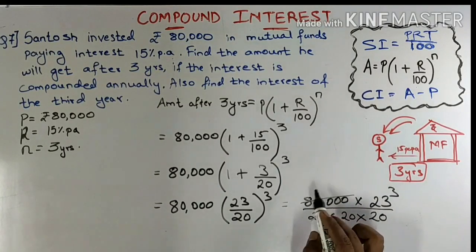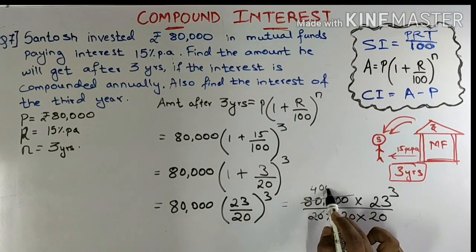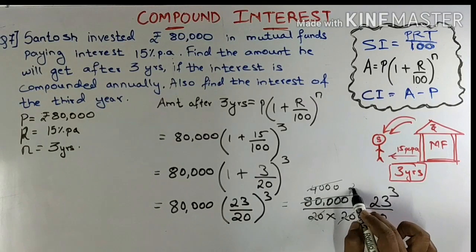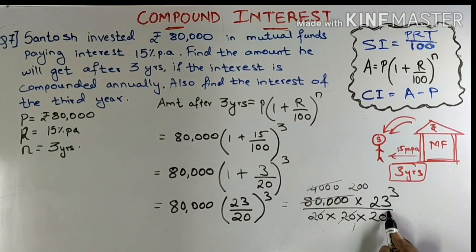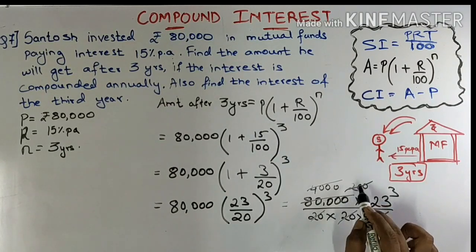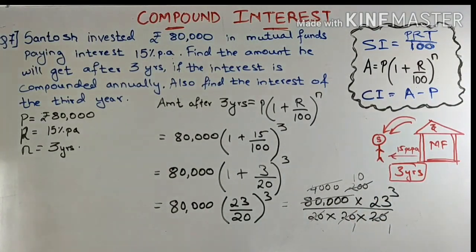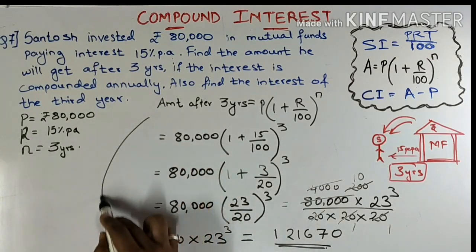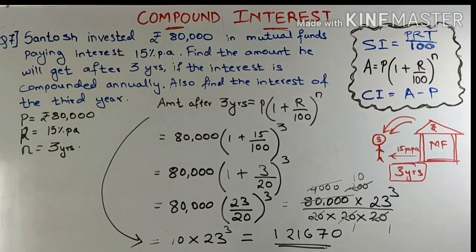21s are 20, 4,000s are 21s are 20, 200s are 21s are 20, 20, 10s are 200. So the final amount that I have is 10 into 23 cube, which on solving gives me the total amount of 1,21,670. This is the amount at the end of 3 years.